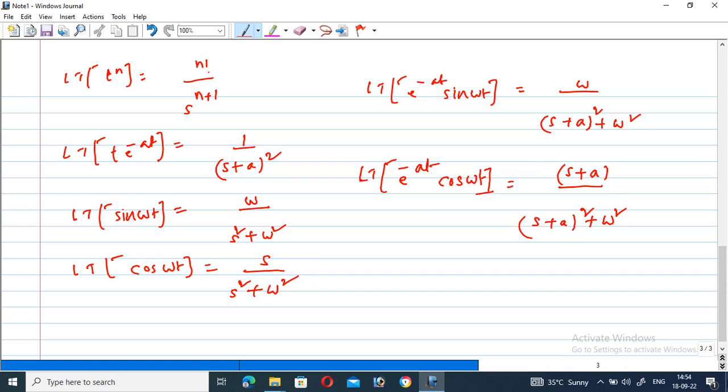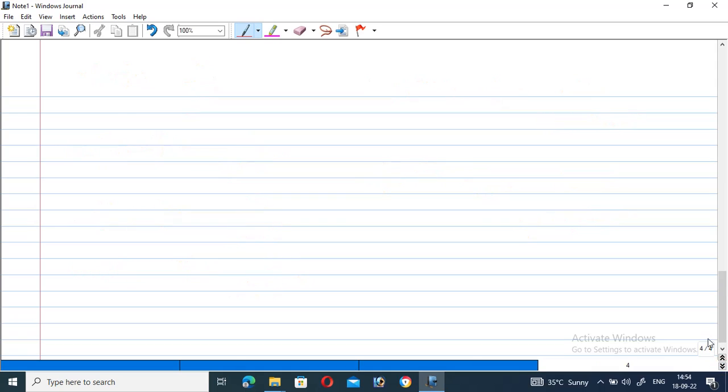So let us see some examples related to Laplace transform. Find the Laplace transform of f of t is equal to del of t plus 2 into u of t minus 3 into e power minus 2t, sorry, into u of t.